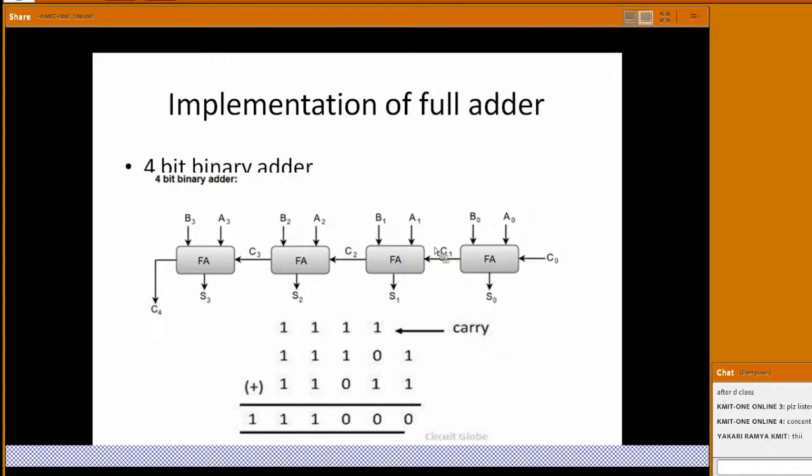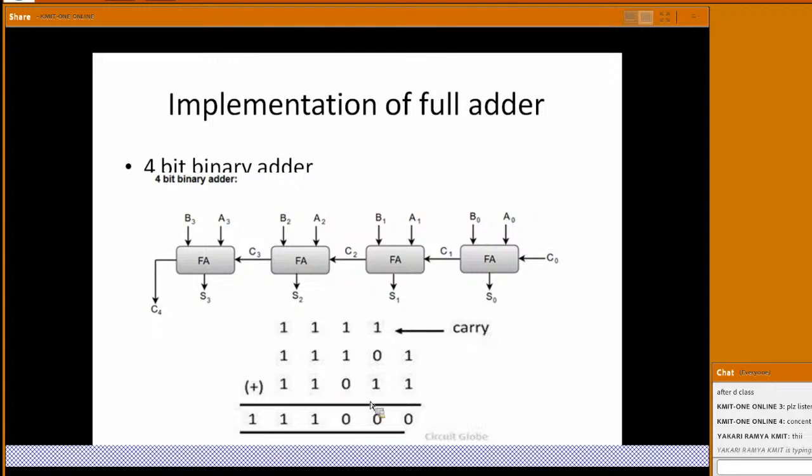So again perform A1 plus B1 plus C1, that is 0 plus 1 plus 1, which again gives a sum S1 as 0 and a carry C2, which is equal to 1. Again perform A2 plus B2 plus C2, that is 0 plus 0 plus the carry, which is 1. It again gives a sum S2, which is equal to 1, and generates a carry C3.